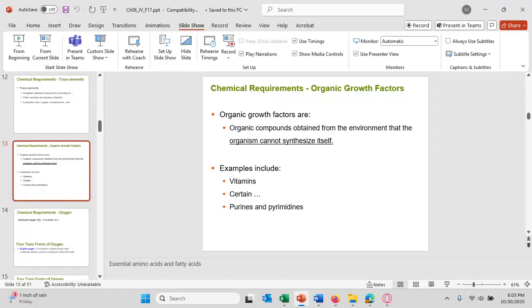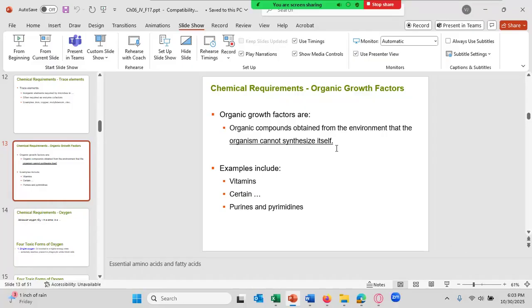There's a senator from Missouri who was talking about organic growth factors.